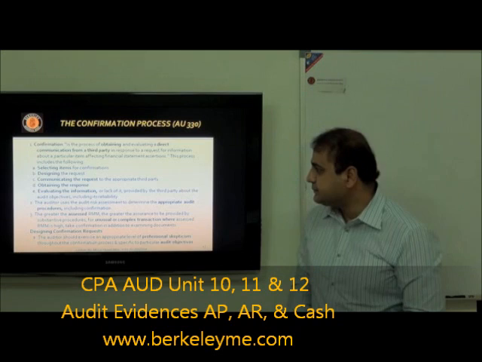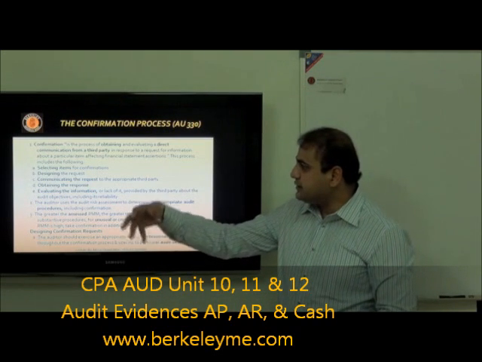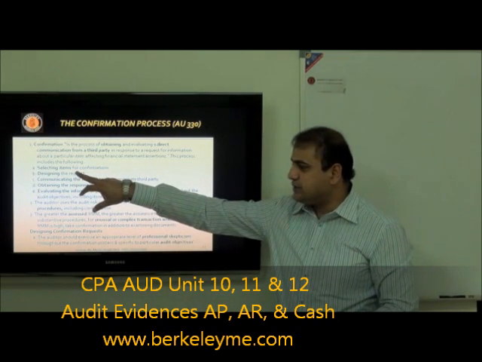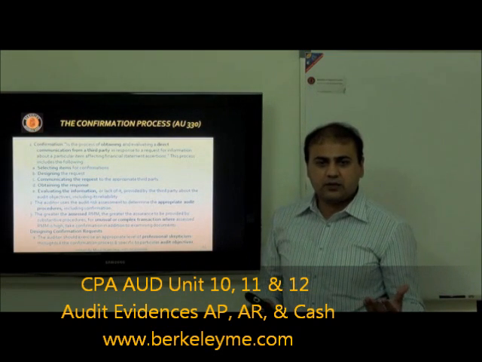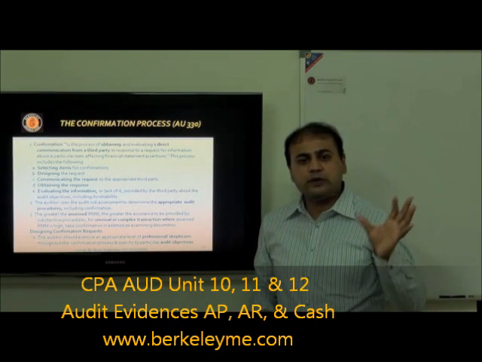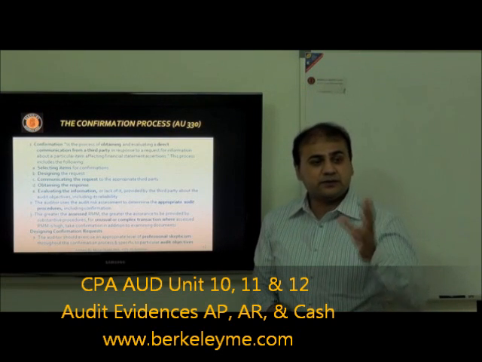Now for confirmation, first of all you should select the items to confirm, because if you are going to audit a company, they may have 200,000 receivables.